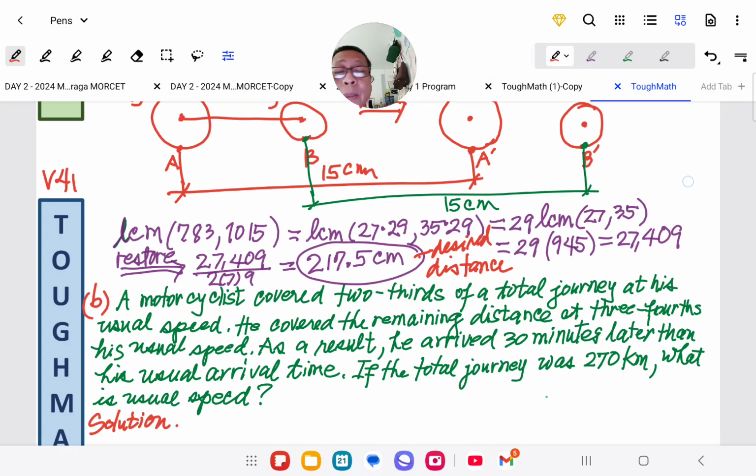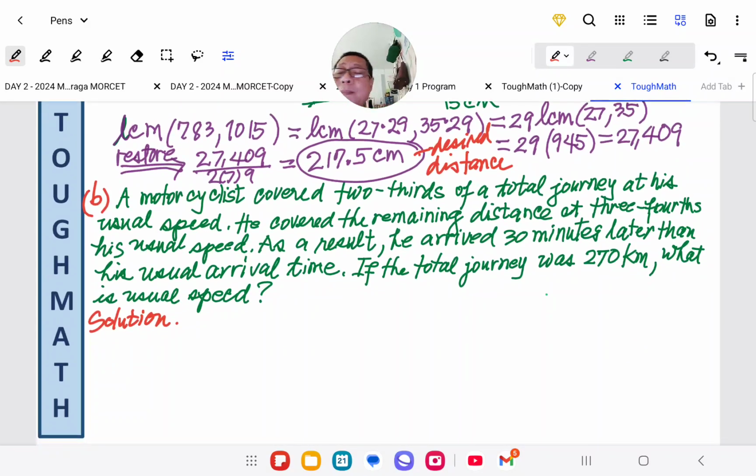Okay, now let's look at the second problem. A motorcyclist covered 2/3 of a total journey at his usual speed. He covered the remaining distance at 3/4 of his usual speed. As a result, he arrived 30 minutes later than his usual arrival time. If the total journey was 270 kilometers, what is his usual speed?